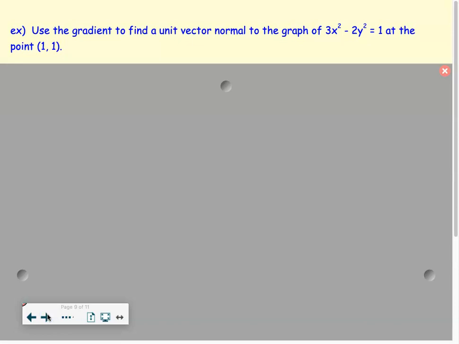Use the gradient to find a unit vector normal to the graph of 3x squared minus 2y squared equals 1 at the point (1, 1). So take a minute, find the gradient, find the point, and then turn it into a unit vector. The only difference here is that it asks for a unit vector.